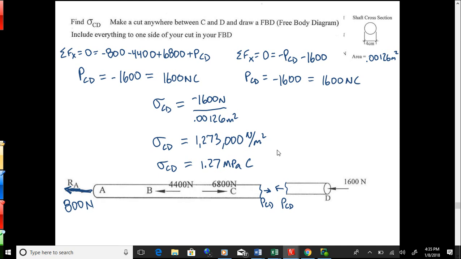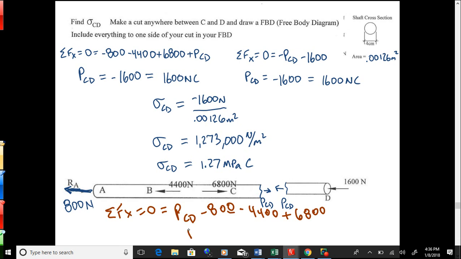But okay, so we good on this one here? I mean, you could have taken the left too, right? If you'd done the left, you'd have sum of Fx equals zero. Now, I wouldn't do the left because it's more work, but I would have had PCD to the right, so that would be positive, 800 to the left, 4,400 to the left, and 6,800 to the right, okay? That's the sum of Fx. If you'd taken the left-hand side, maybe not the best advised way to do it, because it would have been more work.